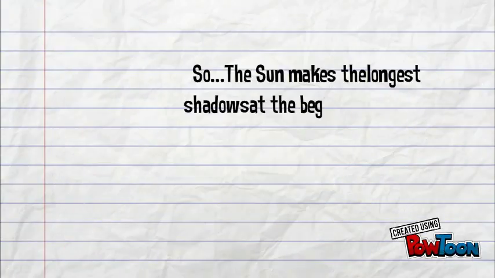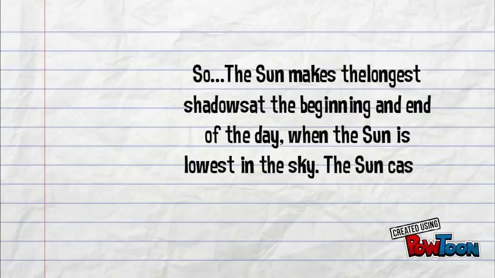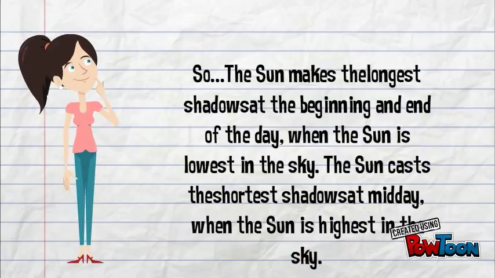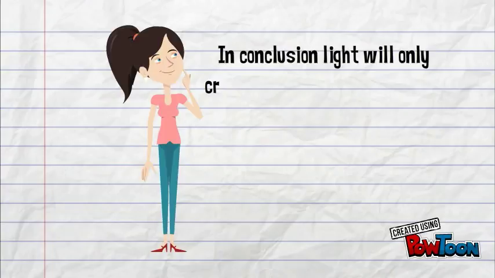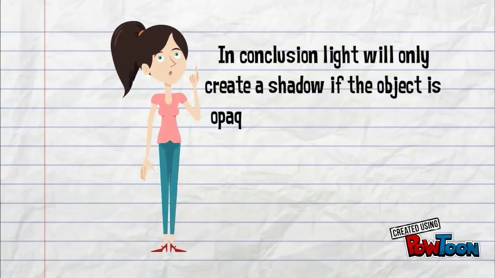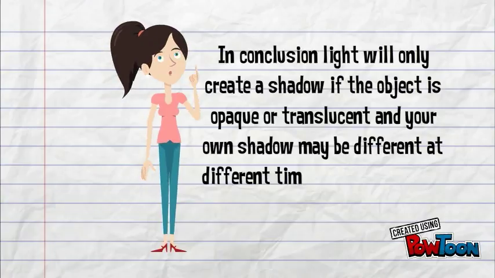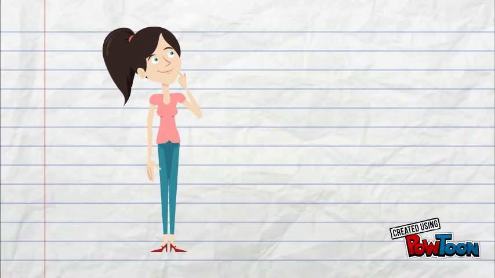So the sun makes the longest shadows at the beginning and the end of the day, when the sun is lowest in the sky. The sun casts the shortest shadows at midday, when the sun is highest in the sky. In conclusion, light will only create a shadow if the object is opaque or translucent, and your own shadow may be different at different times of the day based around the position of the sun in the sky.